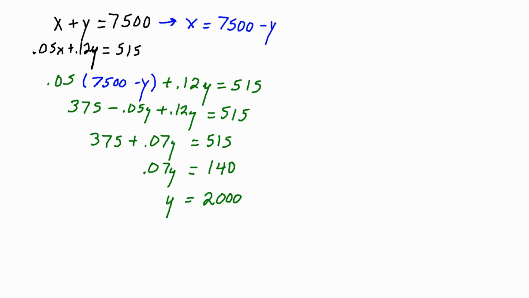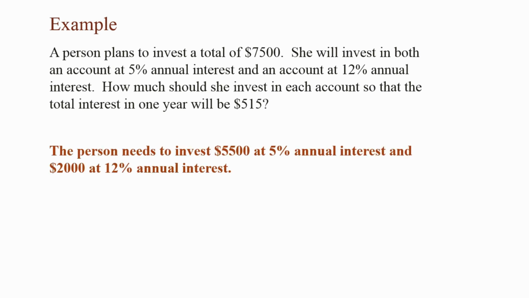So $2,000 was invested in the 12% account. To find x, x equals 7,500 minus 2,000, which equals 5,500. So $5,500 was invested in the account at 5% interest. So the person needs to invest $5,500 at 5% annual interest and $2,000 at 12% annual interest.